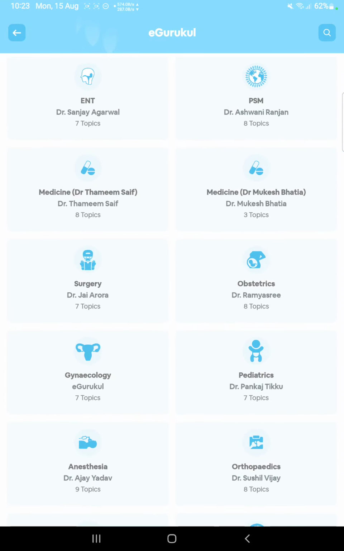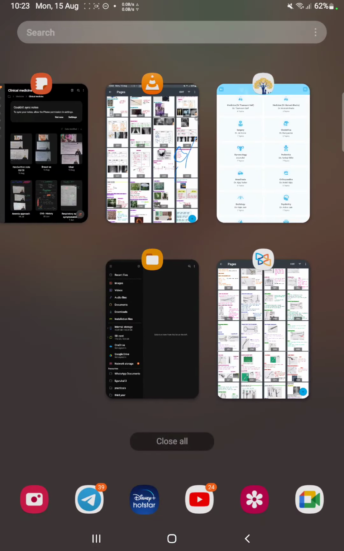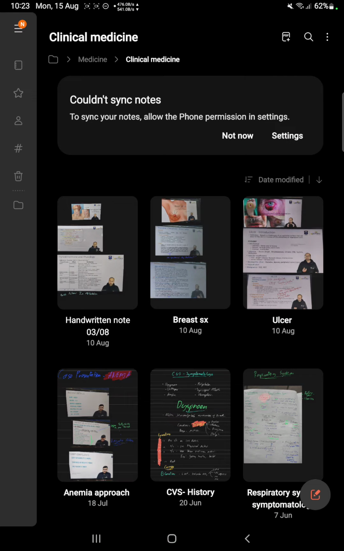With after surgery, look at obstetrics. Okay, obstetrics and gynecology. Okay, I'll show you the notes first, so you get a better idea. Okay, so I'll start off with medicine.